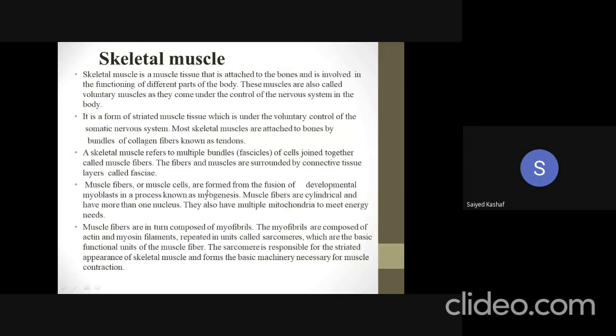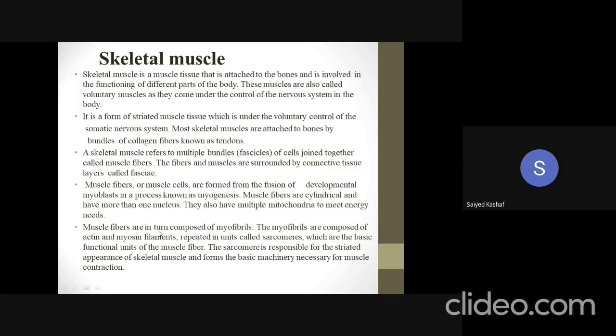And as we all know, the muscle fibers or muscle cells are formed by the fusion of developmental myoblasts in the process known as myogenesis, and the muscle fibers are cylindrical and have more than one nucleus. As we know, skeletal muscle cells are multinucleated or syncytial, and they also have multiple mitochondria to meet their energy needs, right? Because they have to perform the contraction mechanism, they require a high amount of ATP. So this ATP can be supplied by these mitochondria.